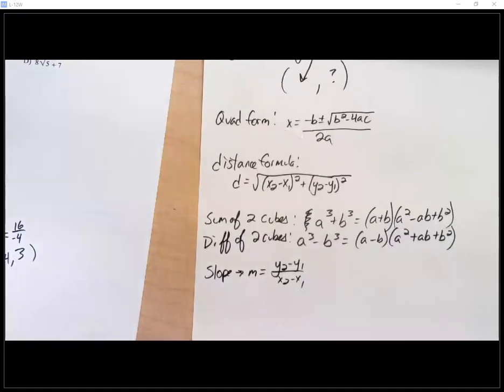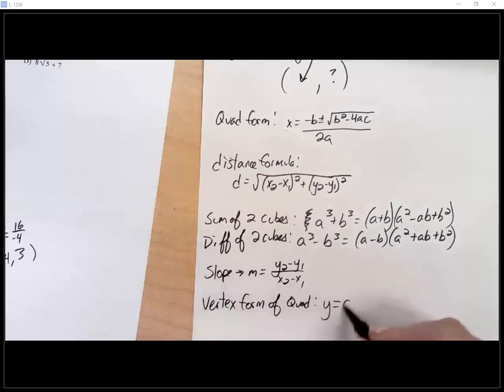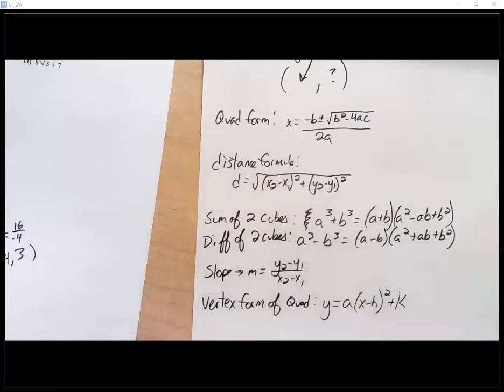And how about like vertex form of a quadratic? Remember those? Those look like this, y equals a times x minus h squared plus k. Anything else? Not that I can think of right now, but as we're working, if we think of any more, we'll add it.